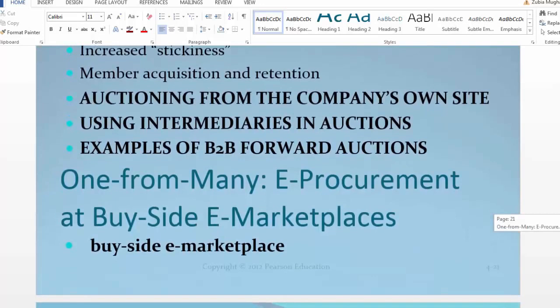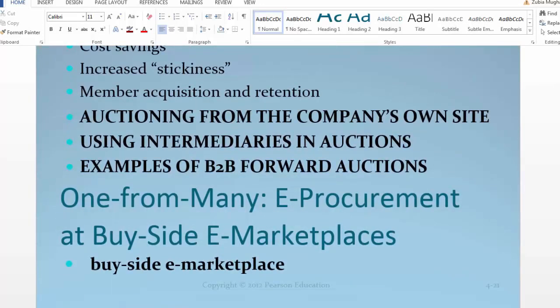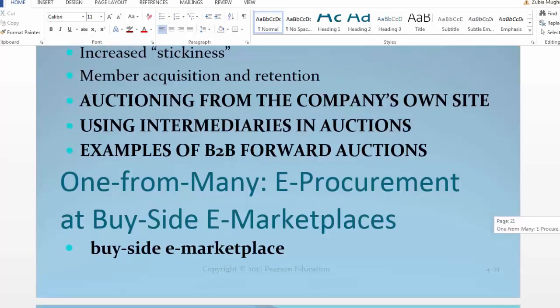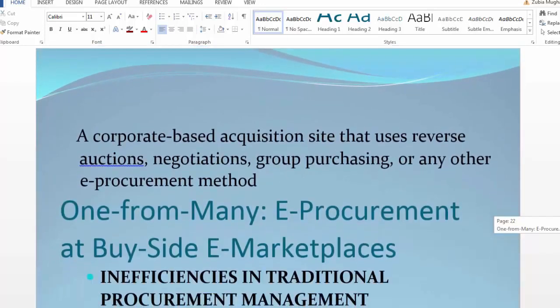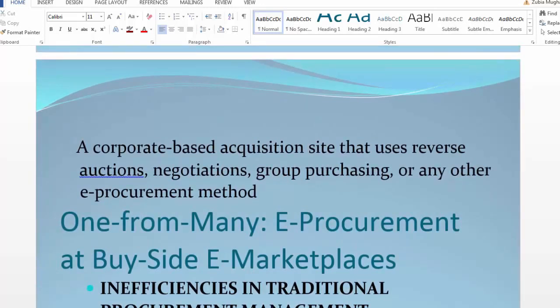One from many: e-procurement at buy side e-marketplaces. What is buy side? Buy side is my side. Okay, I am scrumptious indulgence and I want to purchase items for my online store, cake tools, and bakeware items. So, a corporate based acquisition site that uses reverse auctions, negotiations, group purchasing, or any other e-procurement methods.